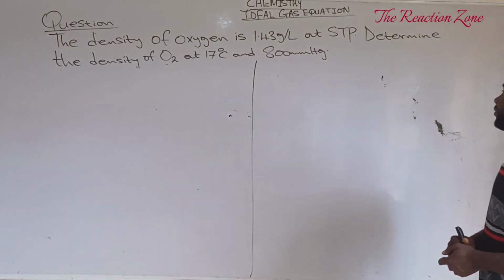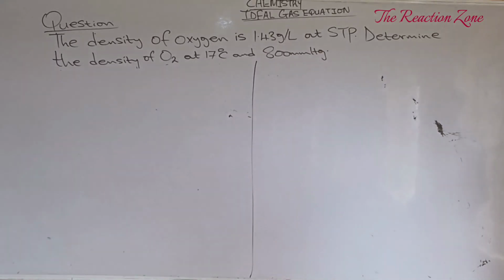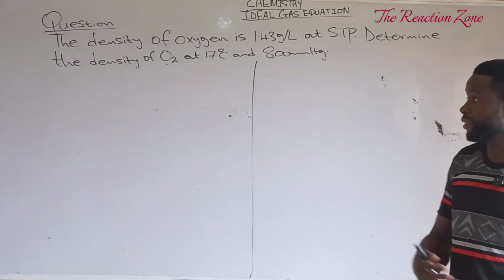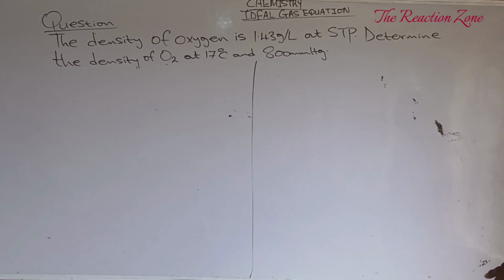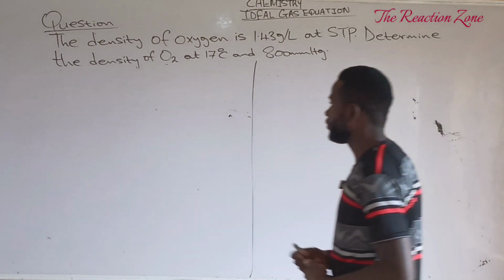In today's lesson, we're going to look at how to solve the problem on the board. And the question is as follows. The density of oxygen is 1.43 grams per liter at STP. Determine the density of oxygen at 17 degrees Celsius and 800 millimeters mercury.